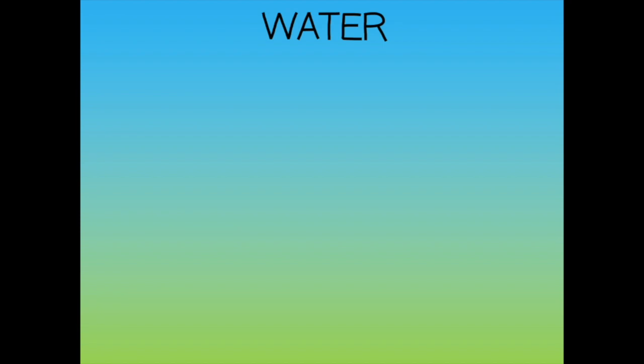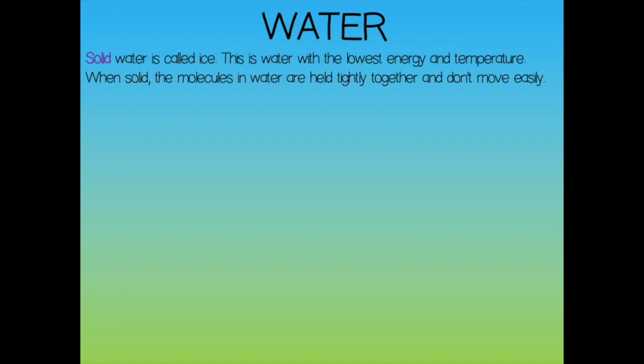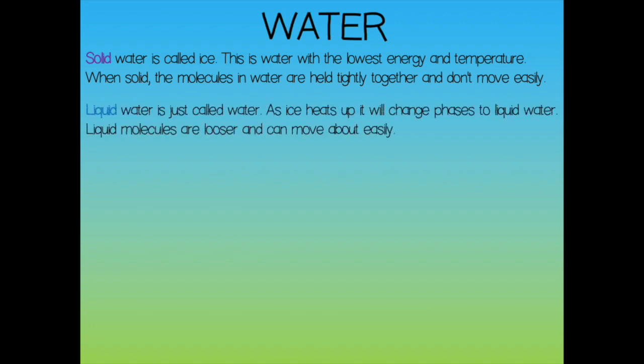Let's look at water. Its solid form, solid water, is called ice. This is water with the lowest energy and temperature. When solid, the molecules in water are held tightly together and don't move easily. Liquid. Liquid water is just called water. As ice heats up, it will change phases to liquid water.